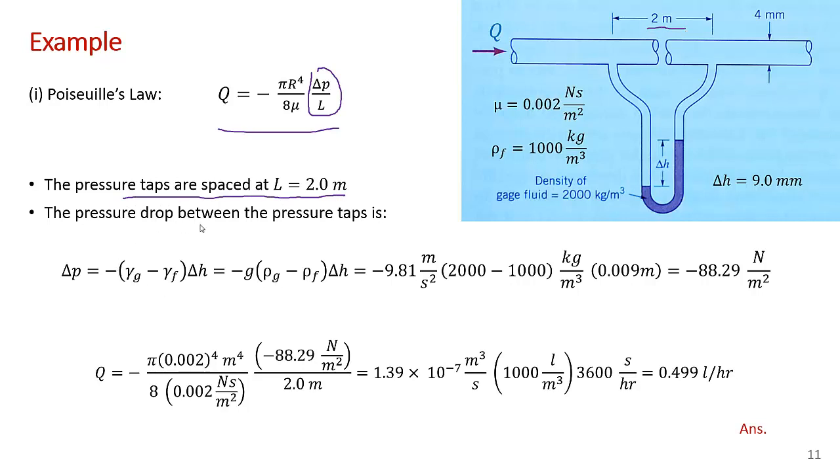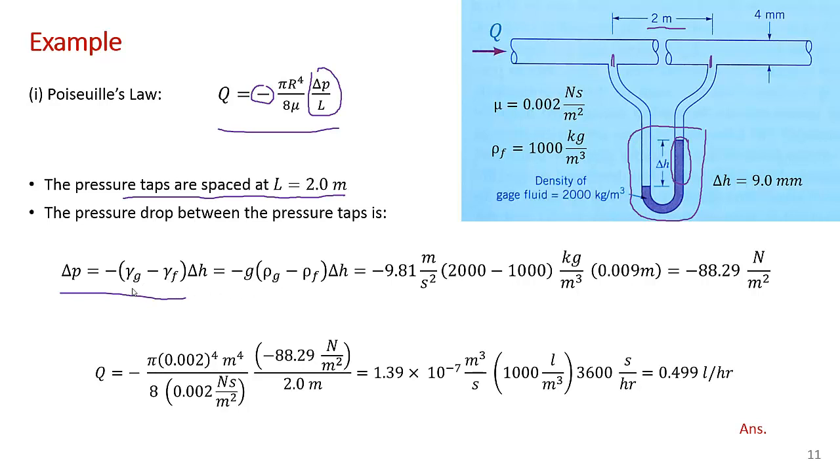And the pressure drop between the pressure taps, we determine, this is a very simple manometer problem from chapter 2, right? And you can see, because the heavy manometer fluid is drawn up on this leg, that the pressure here must be lower than the pressure here. So I'm going to write the delta P, I'm going to express it as a negative number, because we need a negative pressure gradient to drive a positive flow. And so that's minus gamma of the gauge fluid minus gamma of the fluid in the pipe times delta H.